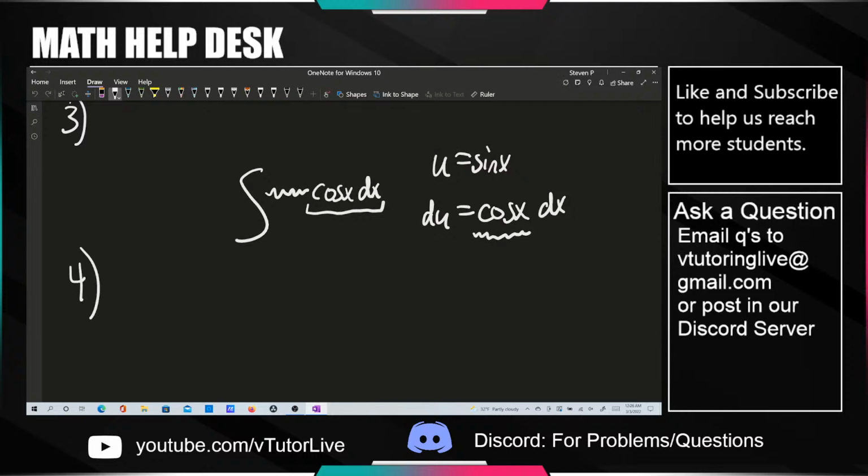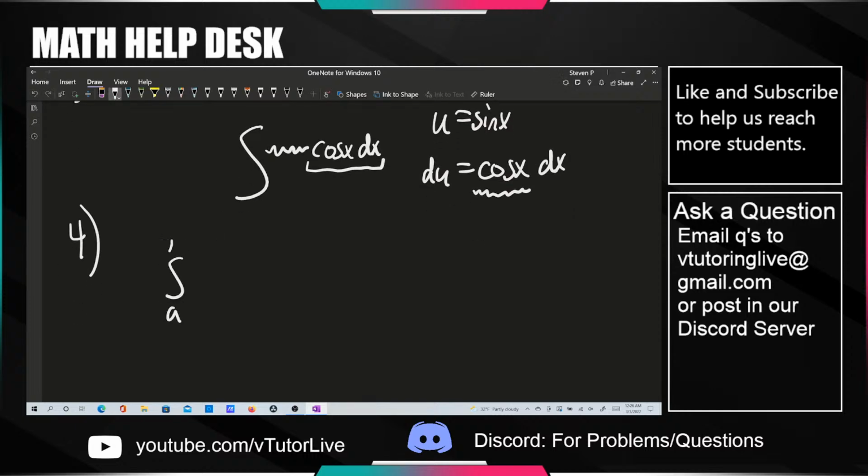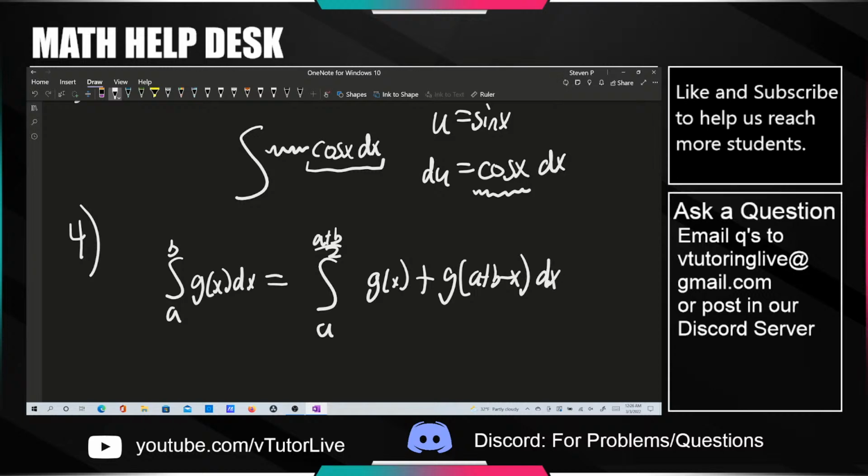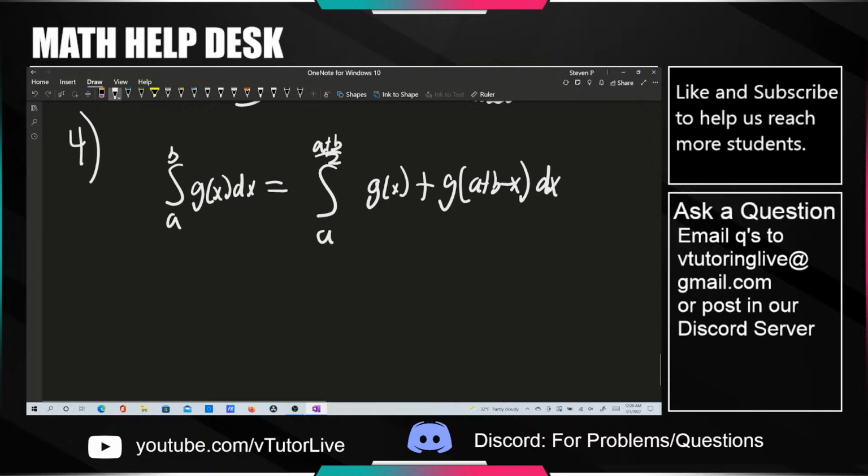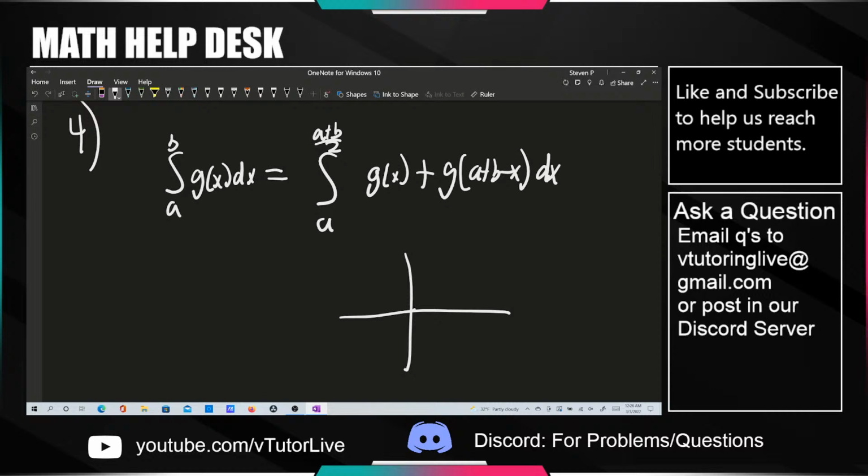Okay, so now we have one that I think is actually fairly intuitive, unlike the others. This is basically saying that the integral of g of x dx from a to b is equal to the integral from a to (a plus b) over 2 of g of x plus g of (a plus b minus x) dx. And this is just kind of annoying, right? But what this is saying is, if you have some integrable function, let's call this a, and let's call this one b, and you integrate it all the way through, that would get you some area that looks like this.